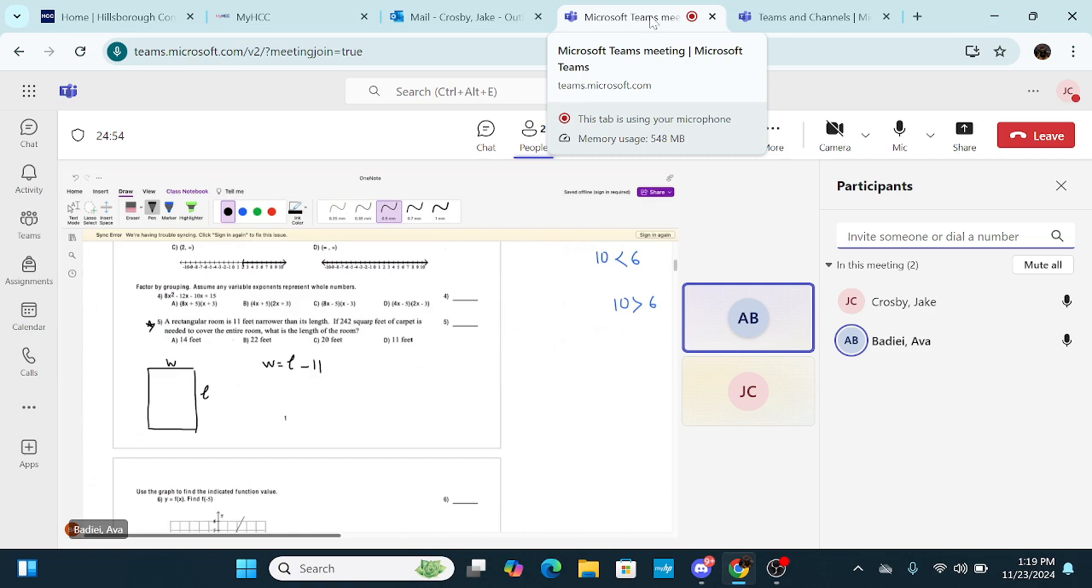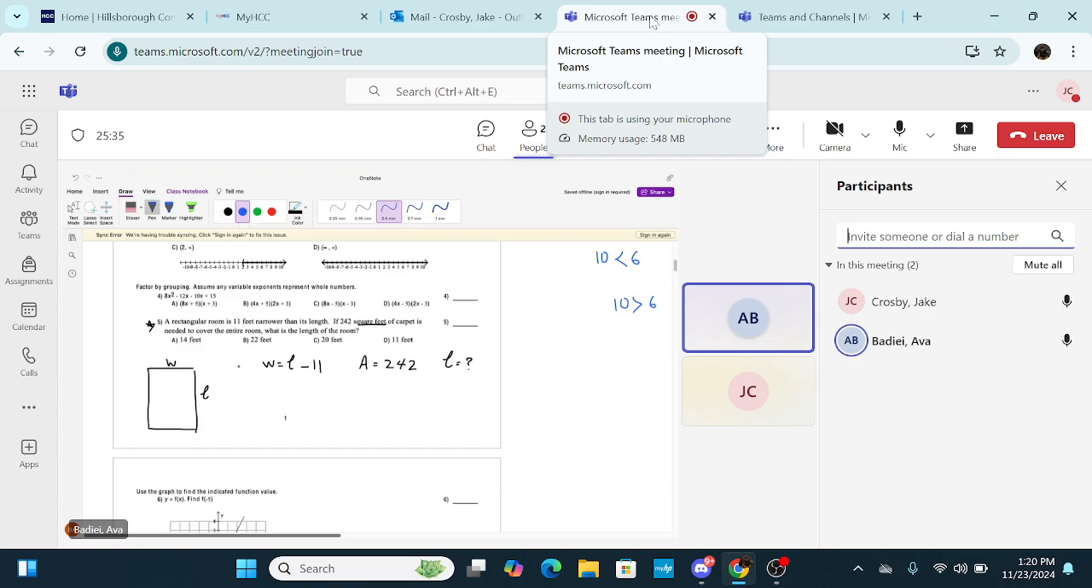Now, if 242 square feet of carpet is needed to cover the entire room, what is the length of the room? The carpet is covering the entire room, and the number that it gave us is 242 square feet. If you don't instantly know that this is the area, just look at the unit here. When it is meters squared or square feet, it means that you have the area. So A is 242. And what is the question asking us to find? The length. So L is this.